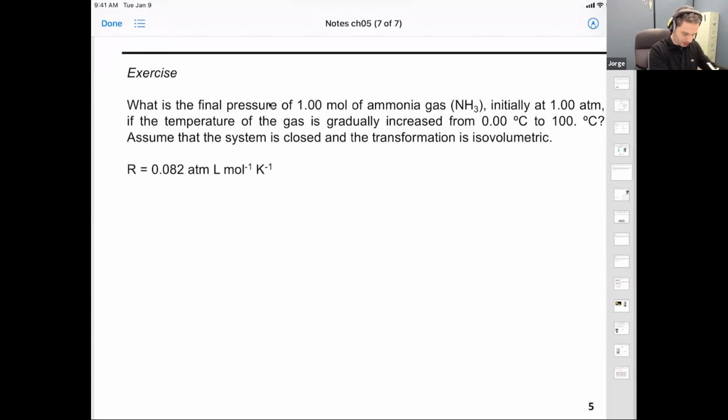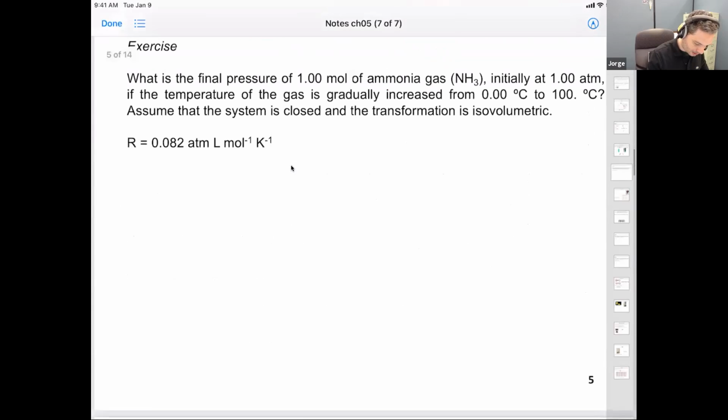All right. So we have a closed system containing ammonia gas, and we are going to increase the temperature of the system from 0 degrees all the way to 100 degrees. And we are going to assume that this transformation is isovolumetric.